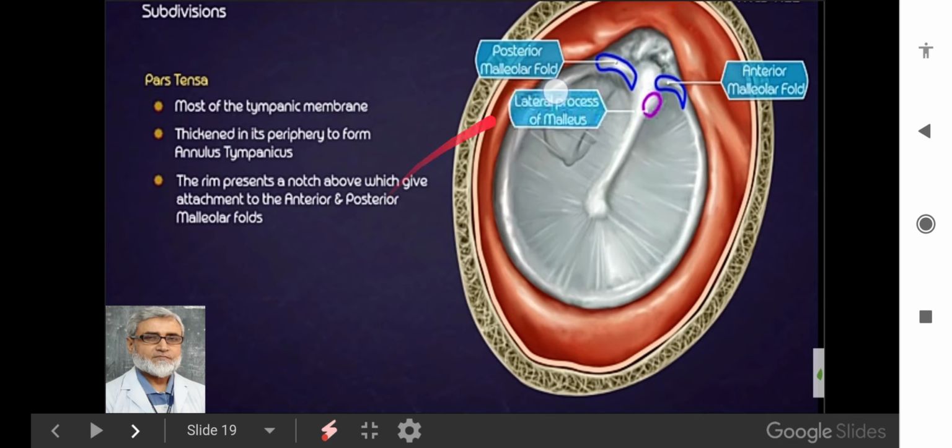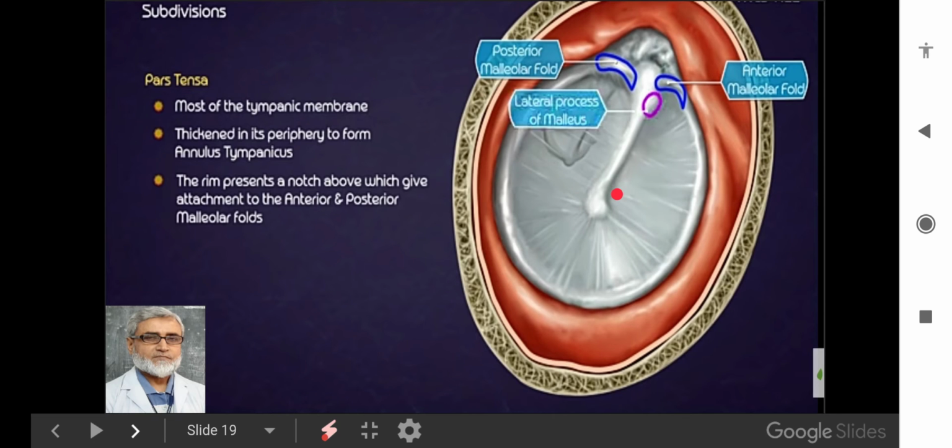You can see here, in the upper part of this area, two notches from where two structures, anterior and posterior, arise. See here the anterior and posterior malleolar fold, and here is the lateral process of the malleus, and here you can see the handle of the malleus. This region is the pars flaccida, this one is the pars tensa.